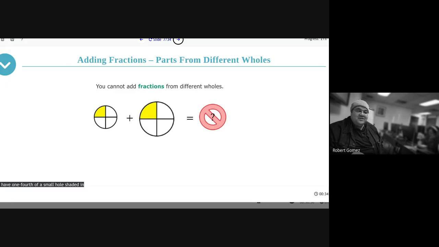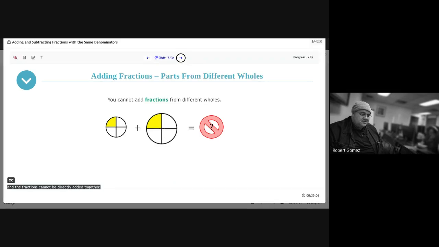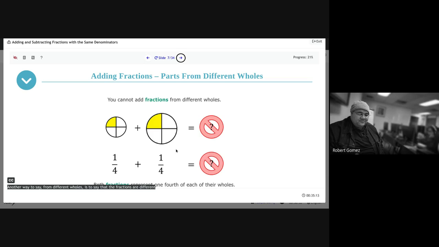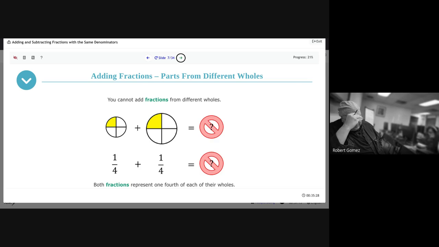Now, take a look at this. You cannot add fractions from different wholes, but look at this, because they're different sizes. Right? The fractions cannot be added together. This is kind of something we have to start wrapping our head around because, once again, this is going to come into play later on.